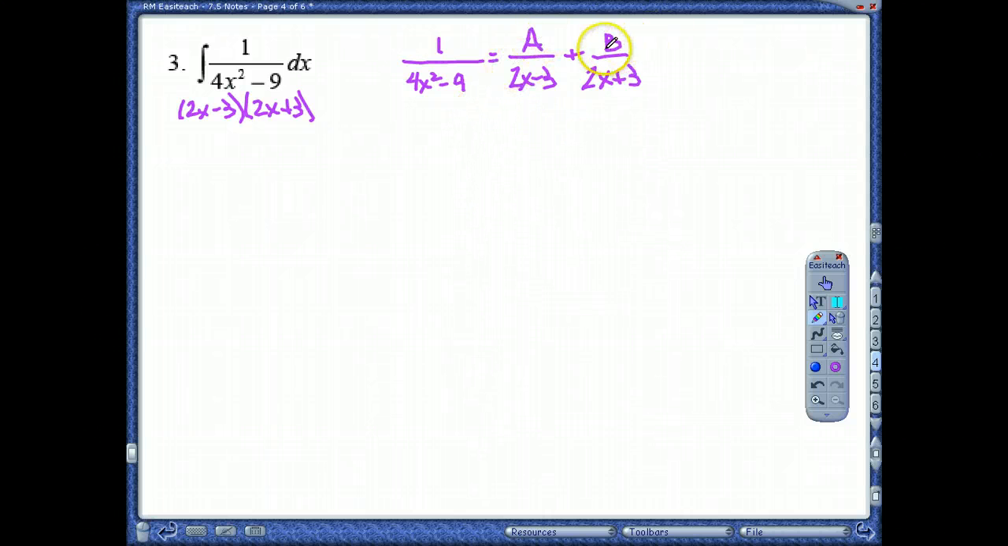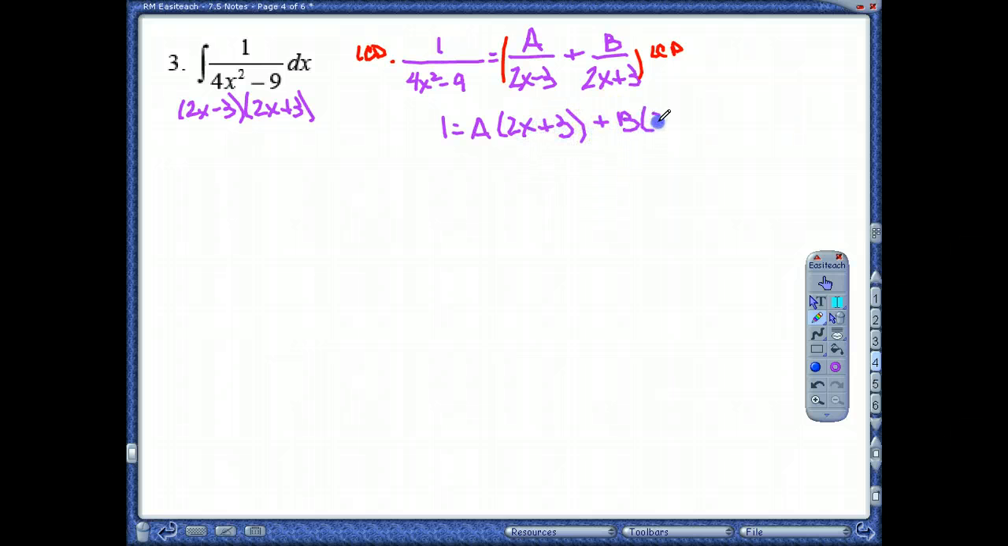Doesn't matter which one you put over which one. If you have a over 2x plus 3 and then b over 2x minus 3, it's all going to work out in the end, so please do not panic. I'm going to multiply by the least common denominator. So LCD and LCD. When you do that, you get to this point. Now, if you want to just go ahead and get to this point, that's perfectly fine with me.